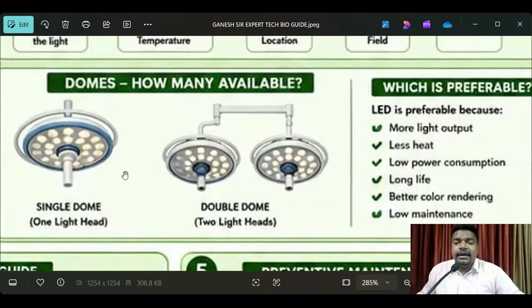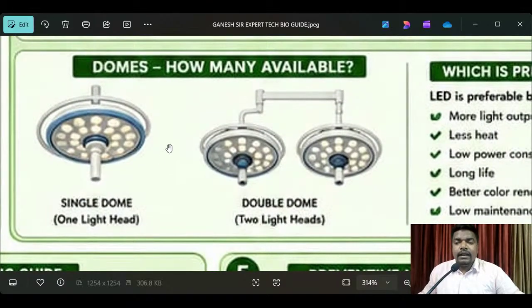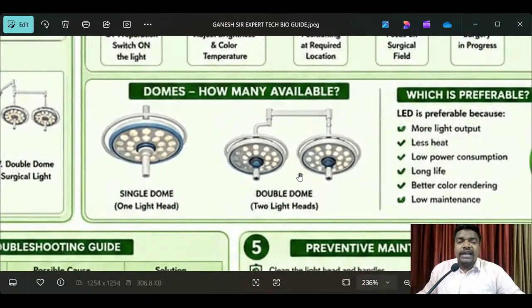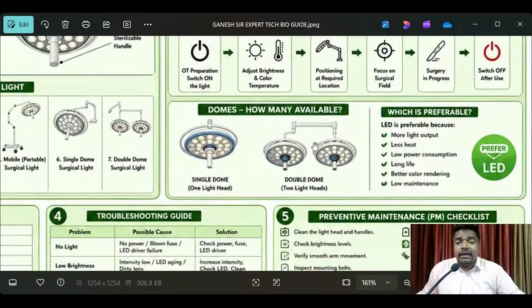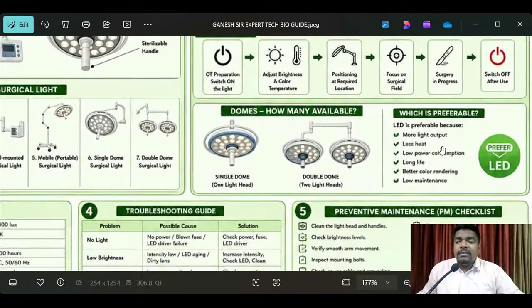Now my dear engineers, see here, the domes I'm talking about. How many are available? I'm going to show you. It is visible right now. These are the domes: single dome, one light head, and double dome, two light heads, and 2 to 3, 3 to 4 are also available, depending on requirement. Up to 4 can also be used in a large operation theater. Those things will be decided by the hospital management, because they give the budget and they are responsible.